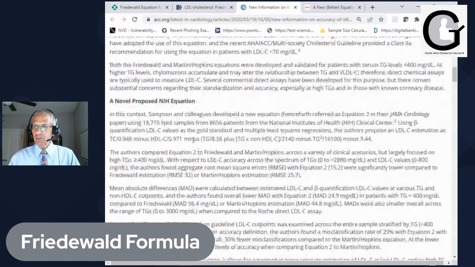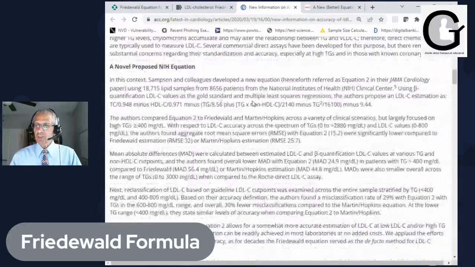But look at what you have to do here. Gold standard multiple least squares regression. The authors propose an LDLC estimation as total cholesterol over 0.948 minus HDL over 0.971 minus triglycerides over 8.56 plus triglycerides times the non-HDL, which would be the LDL cholesterol, over 2140 minus triglycerides squared over 16,100 minus 944.